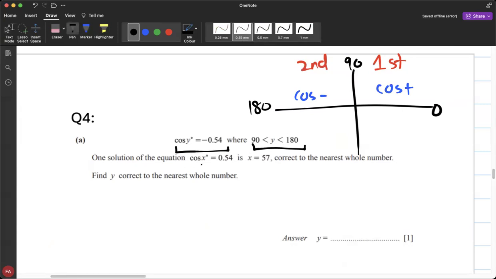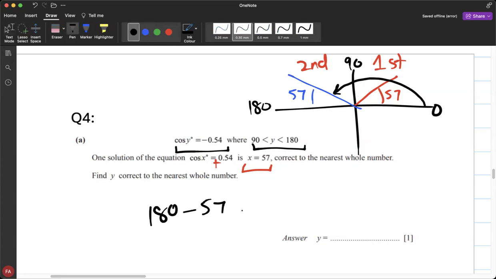One solution of the equation is this, 57. Now again, which value is this? It's a positive value. So we know that this lies in the first quadrant. Let's draw this out. That's going to be 57 degrees. In a similar way, I said this earlier as well, that this should also be 57. But is this really 57? Not really, because the count starts from this side. So we go in this anti-clockwise direction. And if I were to subtract 180 minus 57, this should end up giving me 123.